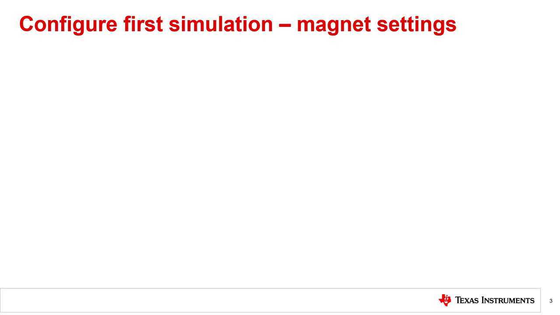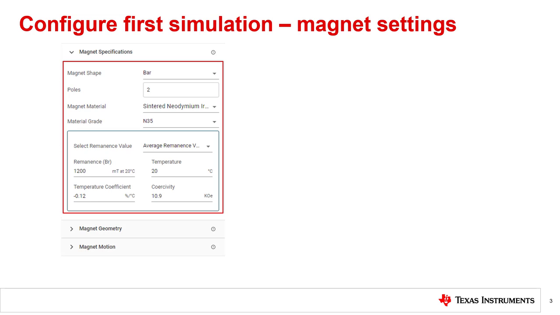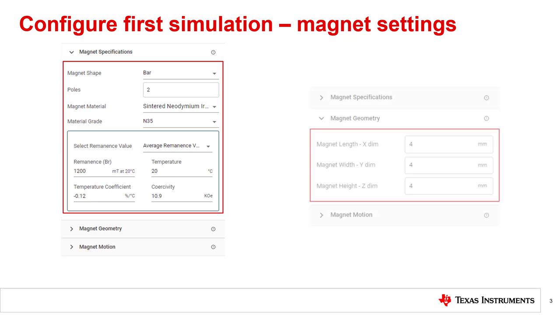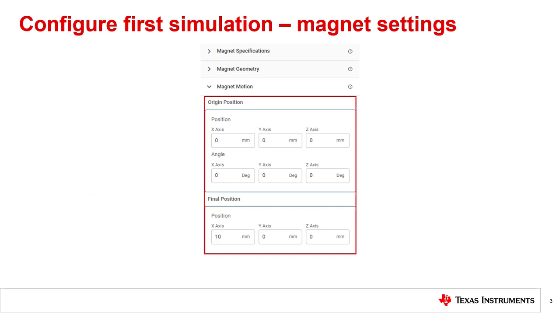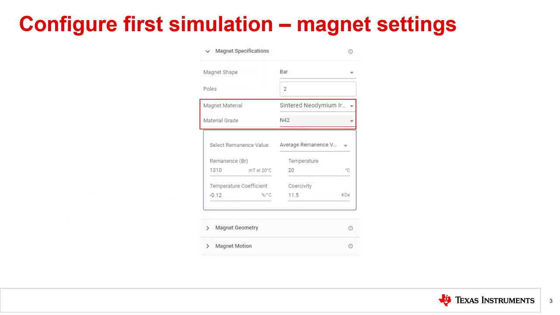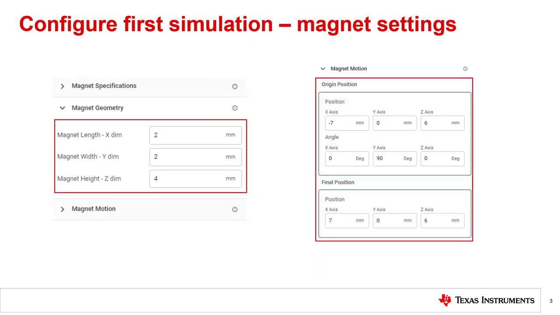Once created, select your preferred magnet material and magnet grade. Enter in the necessary parameters for your magnet size, followed by the position of the magnet starting position and ending position. For the simulation, I am going to be using a neodymium grade N42 magnet with the following dimensions and magnet motion.